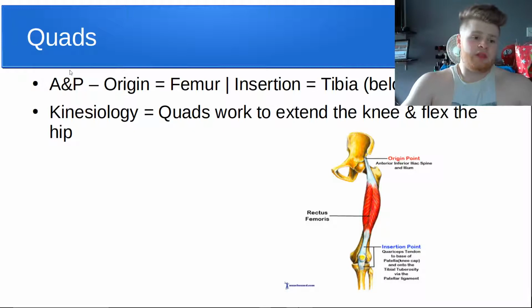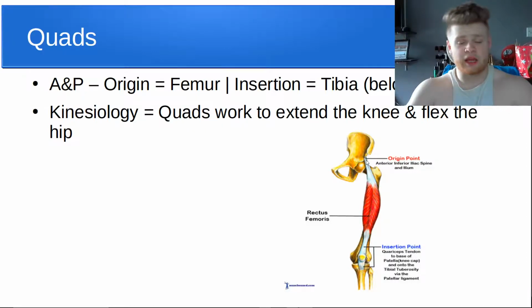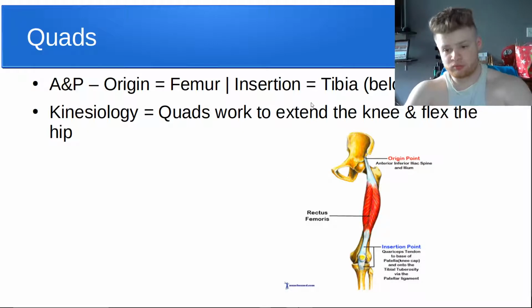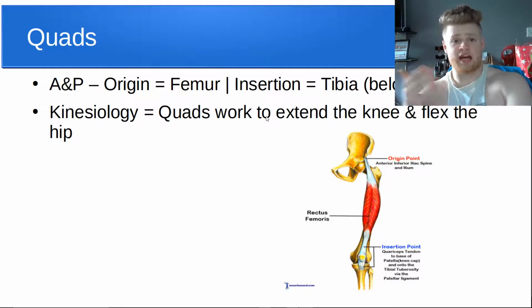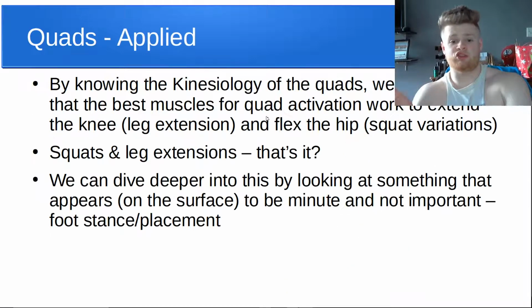As we look at the quadriceps, the front of your leg, the beef of your leg, the anatomy and physiology of the quad muscles: they originate at the femur, right around the hip at the top of your leg, and they insert at the tibia, right below the knee. You can see these big muscles here, they start at the hip, around the femur, and they insert right below the knee. So what does this mean? From a kinesiology standpoint, the quadriceps work to extend the knee and flex the hip. So now that we know that the quads work anatomically to extend the knee and flex the hip, how do we manipulate that within training?